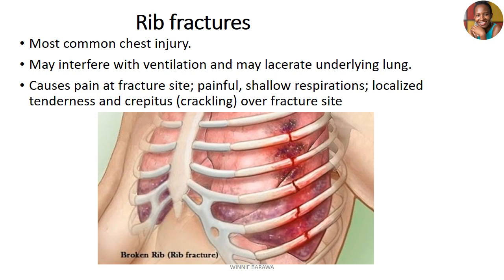So how will rib fractures present? Mostly in rib fractures, you'll see pain at the fracture site. There will also be shallow respirations when the patient is breathing, localized tenderness, but also crepitus or a crackling sound when you are auscultating the lungs. And here is an example of what our ribs look like if they're broken. Our patient here has a rib fracture of around 5 ribs, and this you can easily visualize using x-rays or other imaging methods that can help you check on the ribs.